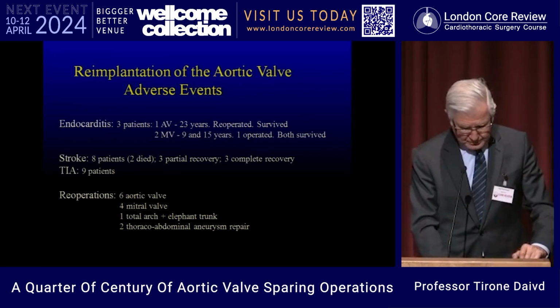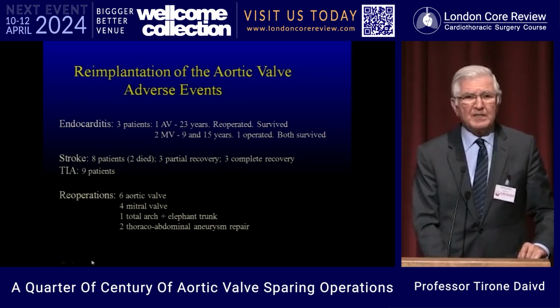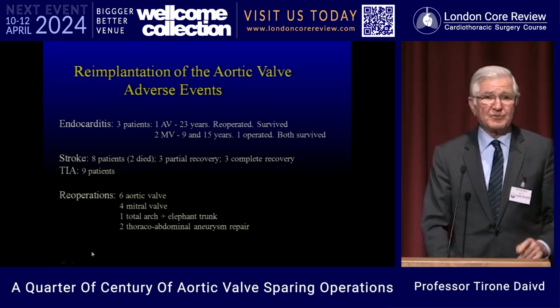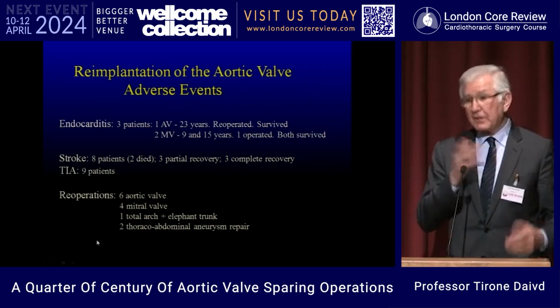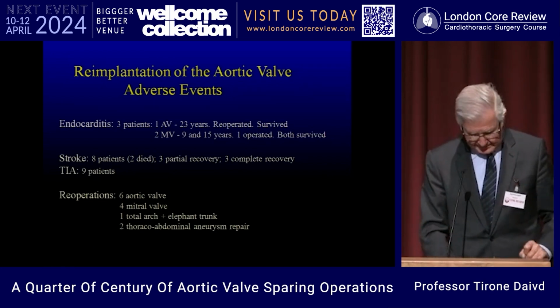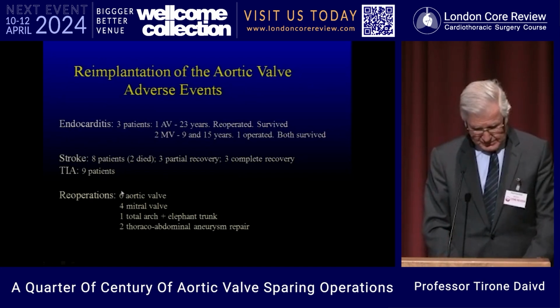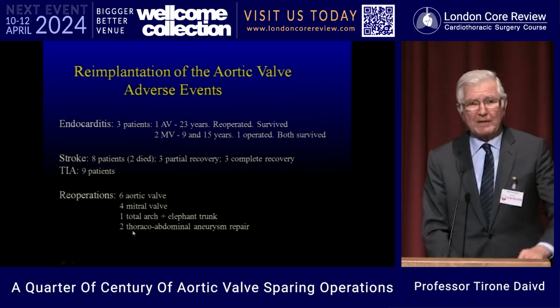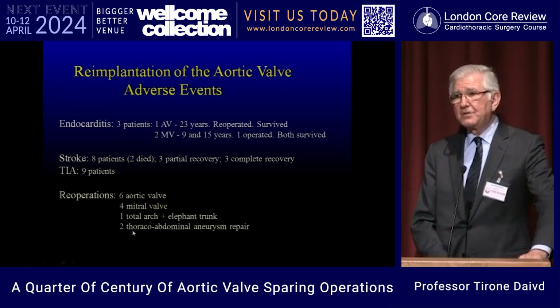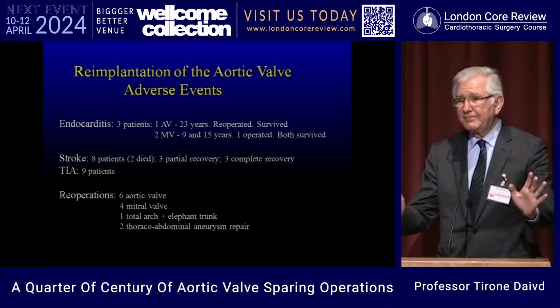8 strokes. The only predictors of stroke are age and type A dissection. People with flaps and aortic arch are more likely to dissect. Very, very few reoperations: 6 in the aortic valve, 4 in the mitral, 1 total arch, and 2 thoracoabdominal in Marfan patients. And this is it.